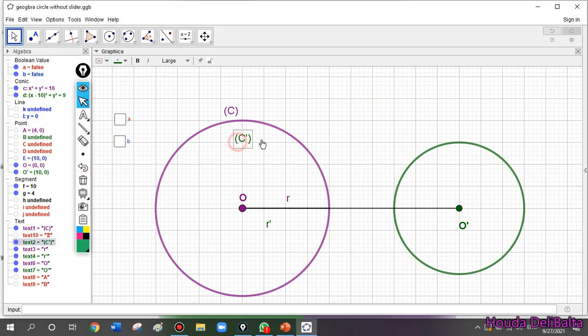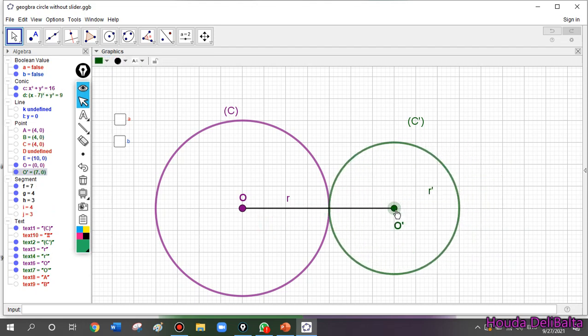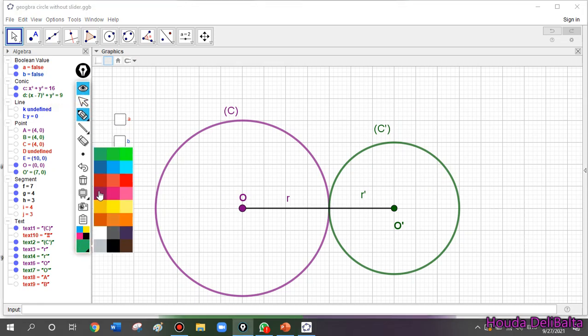Now, what happens if the circles intersect at just one point, as we see here? That's C prime and that's C, and these two circles are intersecting at a single point.